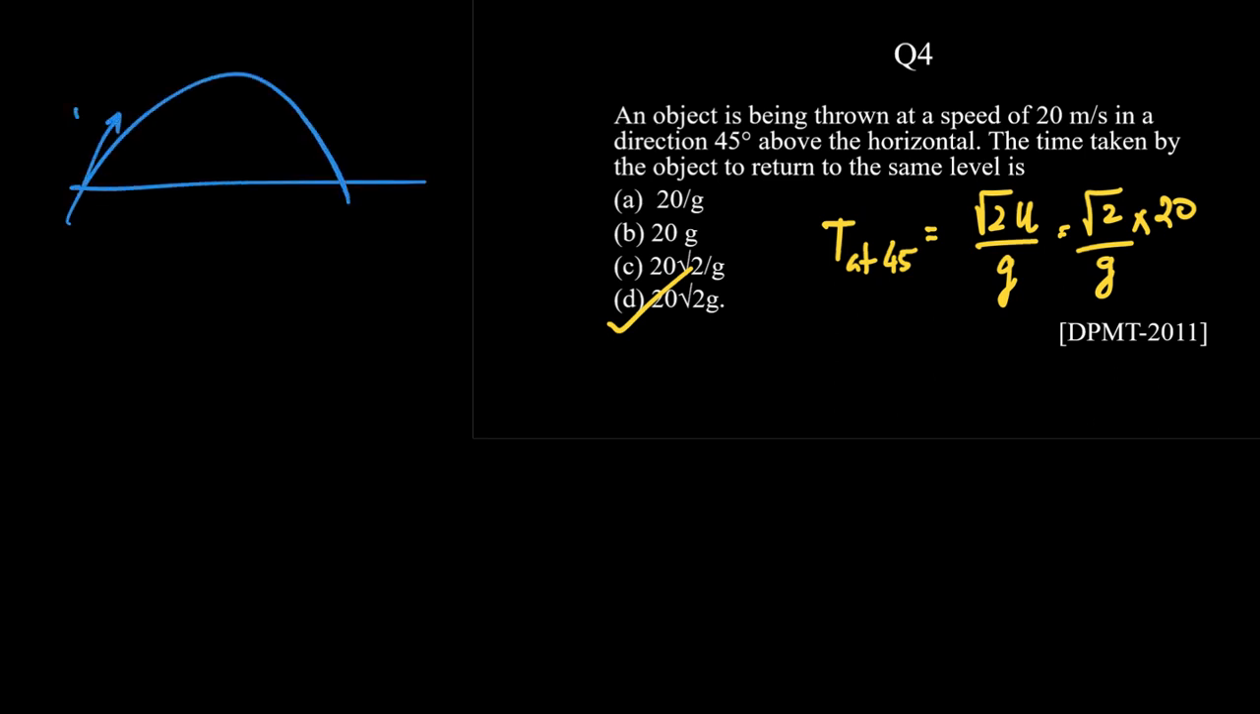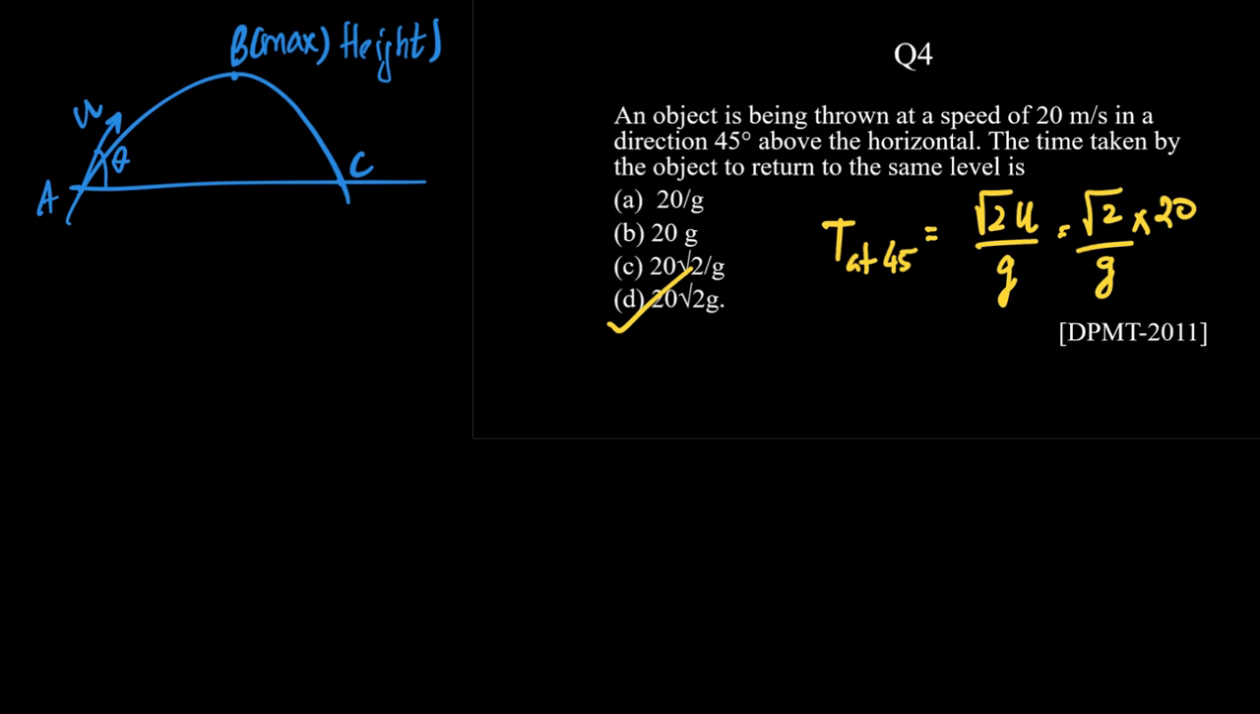So this is an object being projected at velocity u at an angle theta, right? From A, it reaches B, the maximum height, and it comes to C, back to the floor.